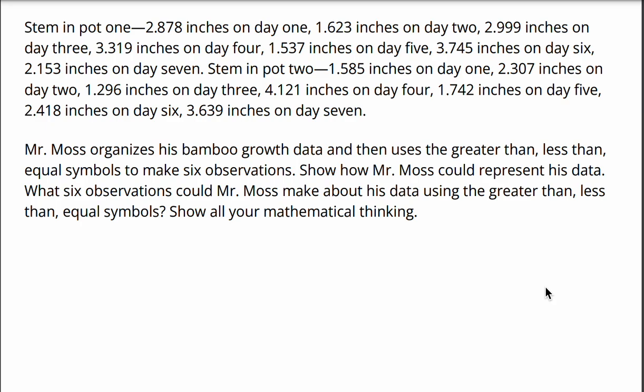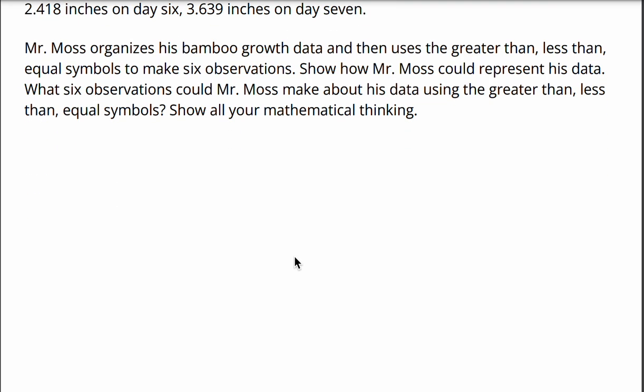Mr. Moss organizes his bamboo growth and then uses greater than, less than, or equal to symbols to make 6 observations. Show how he could represent his data, and make 6 observations. So this is going to look different for everybody, but I'm looking for accuracy, and I'm looking for the use of those greater than, less than, or equal to symbols.